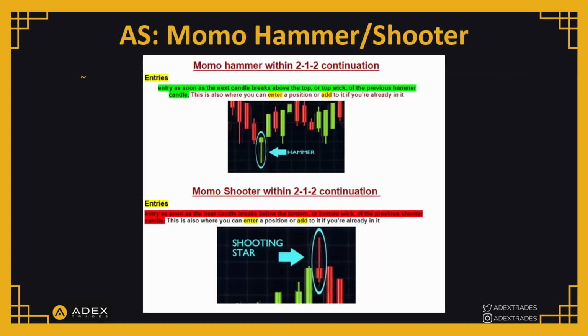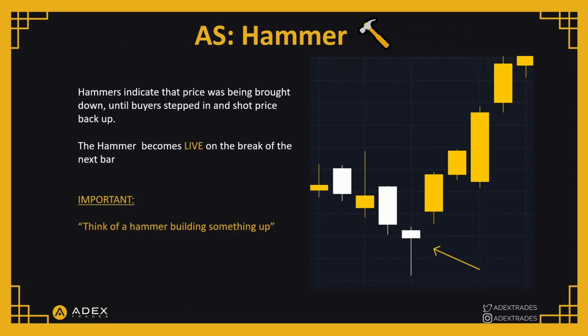Okay, now you have your actionable signals, Momo hammer and Momo shooter. So the hammer. These signals identify when price has shot up, but the price is trying to be dragged down. The hammer signifies when price shoots up but was originally dragged down by sellers. Price is being brought down until buyers stepped in and then shot price back up. The hammer becomes live on the break of the next bar.